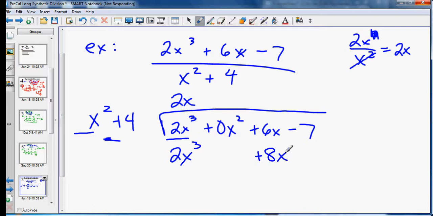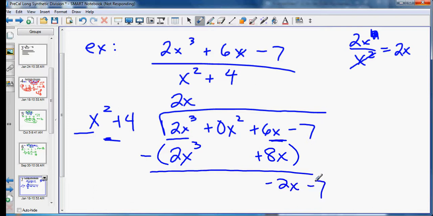2x cubed minus 2x cubed cancels out. 0x squared minus, well, there's no x squared there, so that's still 0. 6x minus 8x is negative 2x. And then I will bring down the negative 7. So one thing I want to make sure is clear. I usually put parentheses around this part because it's really important to make sure you remember to subtract all the pieces. So I'm subtracting 2x cubed and I'm subtracting 8x.